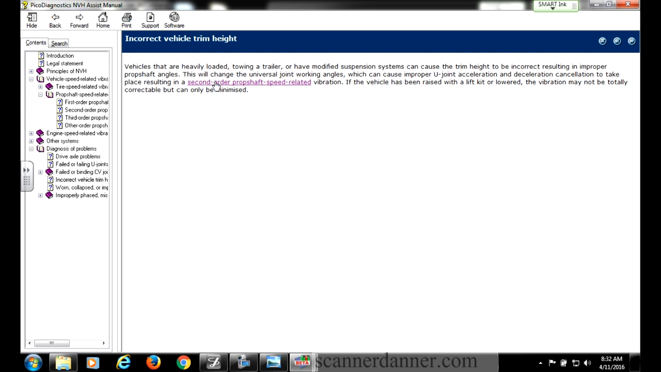Incorrect vehicle trim height. Heavily loaded, towing a trailer. That was stuff that I noticed, but it was high RPM. Or have modified suspension systems. Here's the thing. This problem existed before.